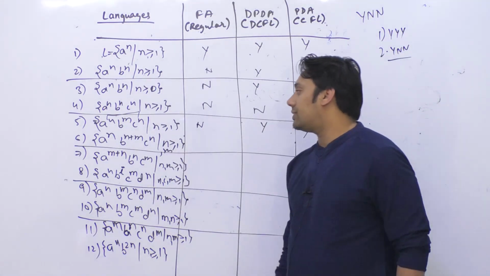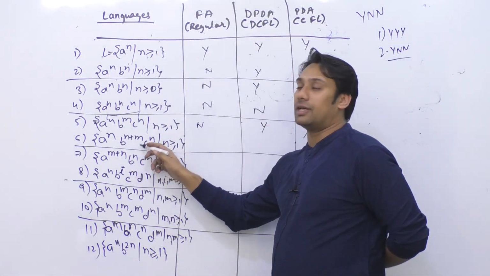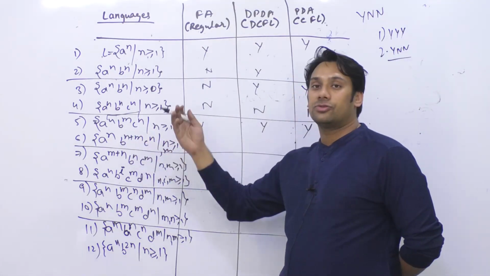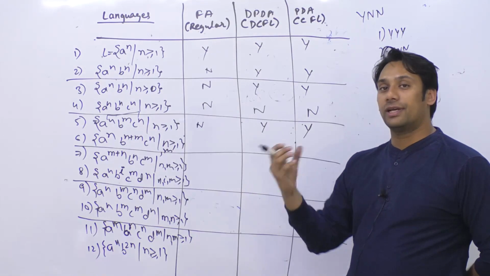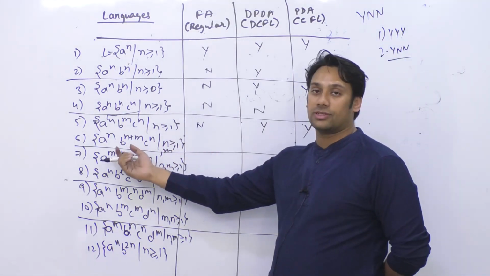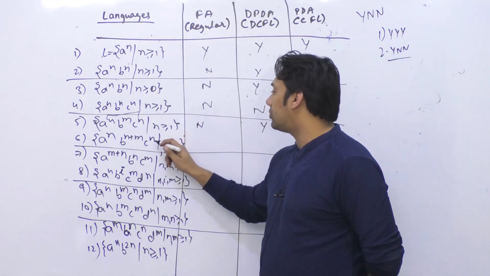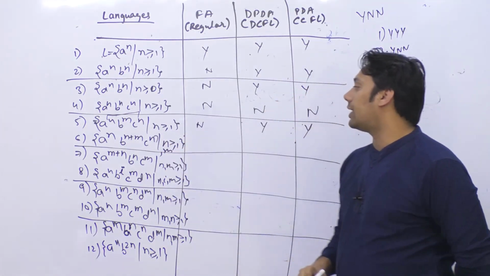If you see the next language here, a raised to power n, b raised to power n plus m, what you can do is insert all the a onto the stack, then you get b's, so remove all the a from the b's, and then you will get extra b, insert all these extra b onto the stack, and then you can compare b with c. So I think I should write it this way, c raised to power m, right?